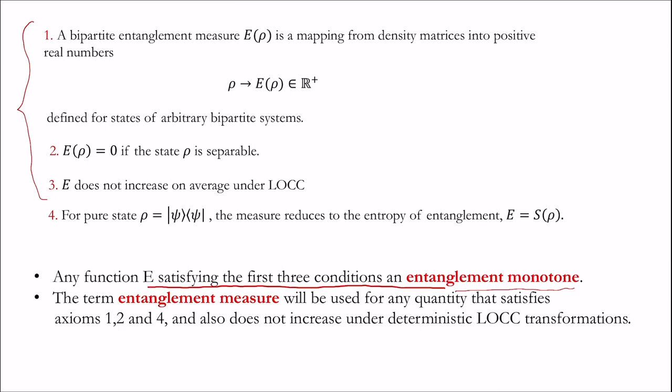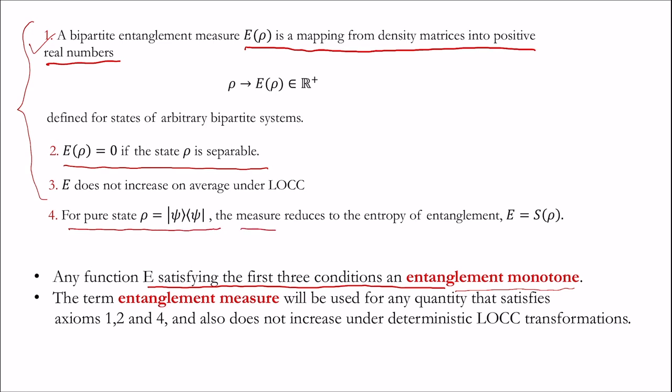And the term entanglement measure will be used for any quantity that satisfies the axioms. The first axiom means that the bipartite entanglement measure E is a mapping from a density matrix to a positive real number. The second one is that E of rho is equal to 0 if rho is separable. And the fourth one, for a pure state rho, the measure reduces to the entropy of entanglement. And also, if the measure does not increase under deterministic LOCC transformation, then that particular E, capital E, is going to be called an entanglement measure.